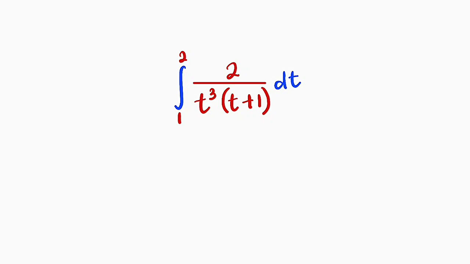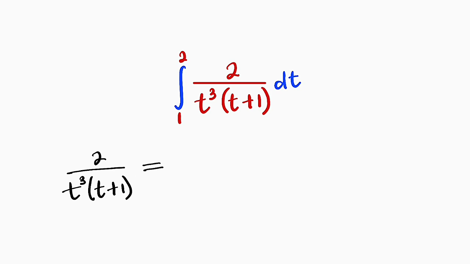Hello everyone. In this tutorial, we are going to integrate this definite integral by partial fractions. We have the function 2 divided by t to the power of 3 multiplied by t plus 1 with respect to t. First of all, I would like to resolve this 2 divided by t to the power of 3 multiplied by t plus 1 into its partial fractions. So the function is 2 divided by t to the power of 3 multiplied by t plus 1. How can we resolve this into partial fractions?